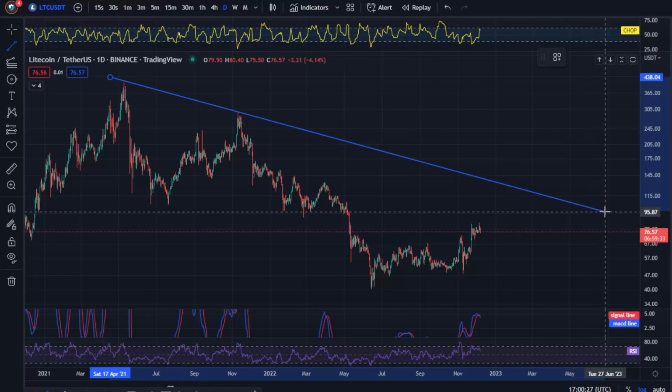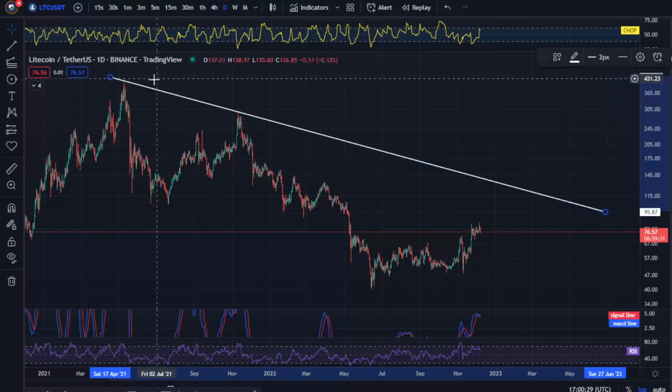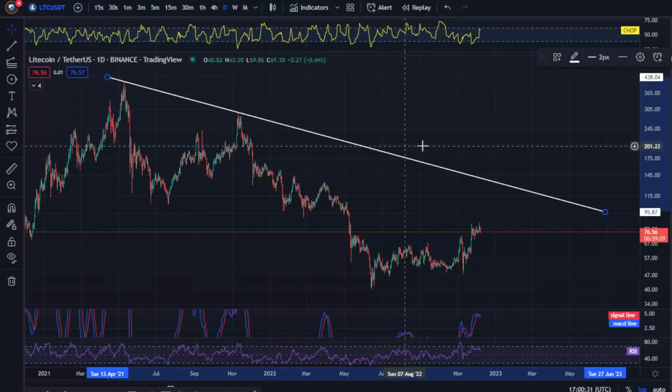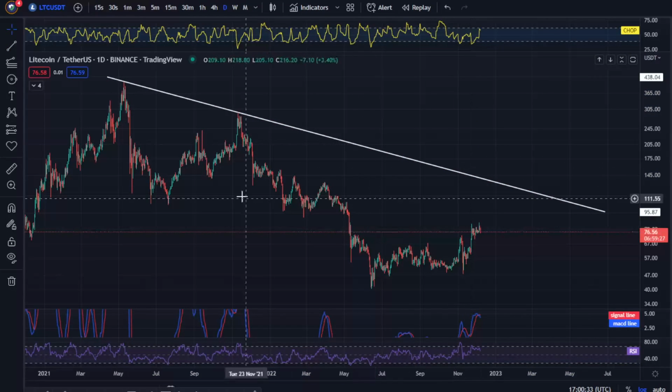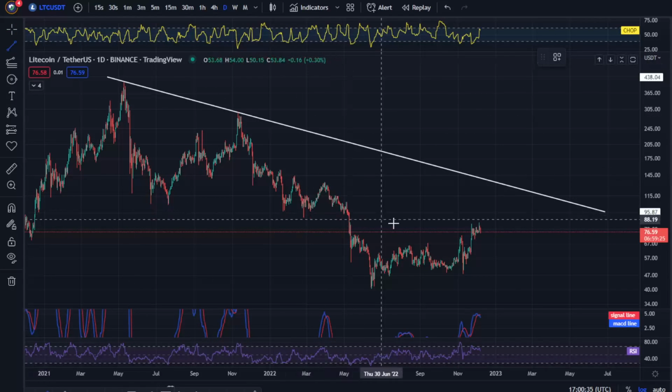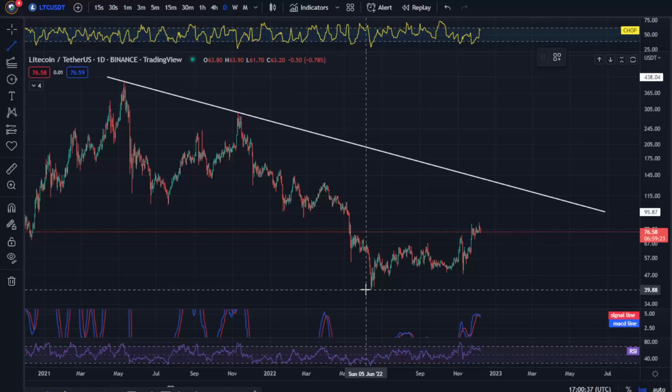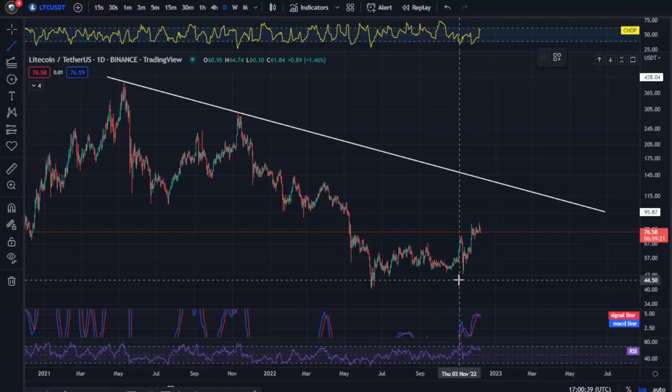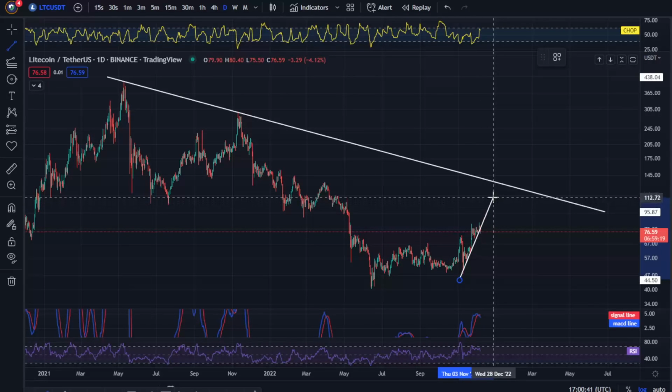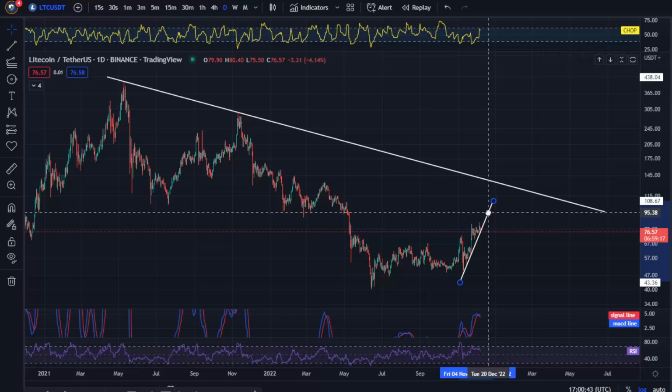Next, we will check the LTCUS chart, this time on a 1-day time frame. We will start by marking with the white line the tendency that the price must overcome in order to grow in the long term, while locally with the help of the yellow line we will mark the uptrend. As you can see, the price is on the borderline.